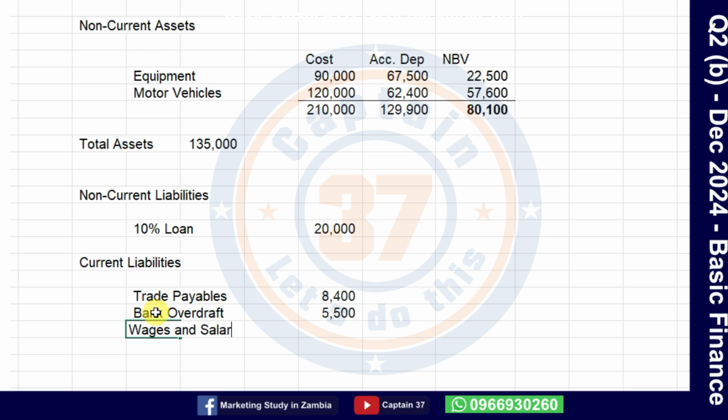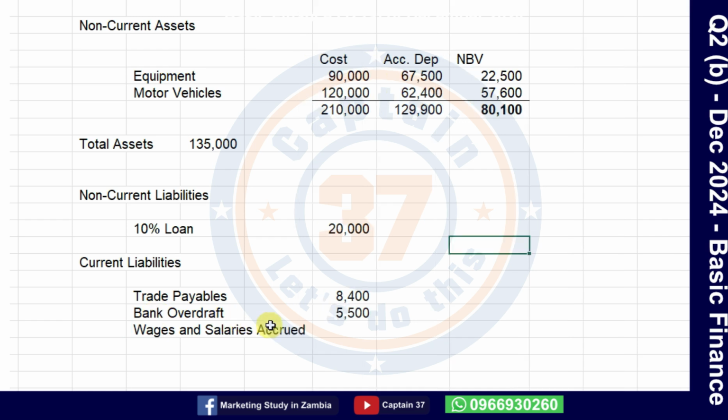Remember, they accrued. Wages and salaries accrued, and we were told that this was 21,000 kwacha. Then there's the interest on the loan. Remember that? It was a loan interest of 10%, which therefore means that our loan interest liability is 2,000 kwacha. This gives us our total liabilities.